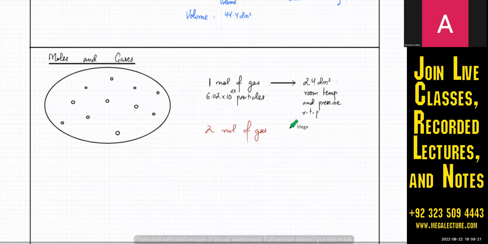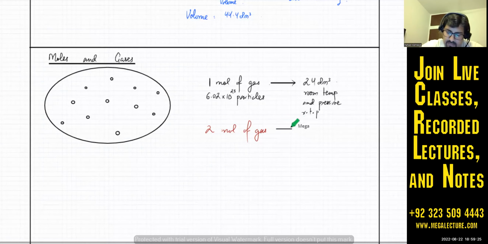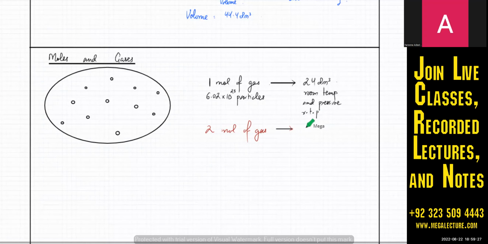Like 2 multiplied by 24. ठीक है तो double हो जाएगा. That's going to be 48. 48 dm cube, right? So ठीक है, but it's obvious.